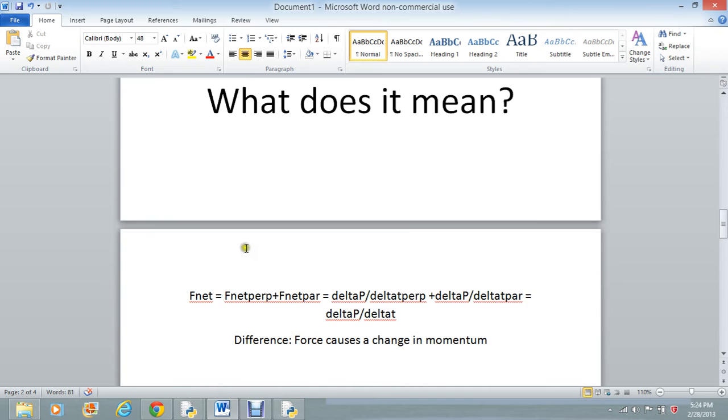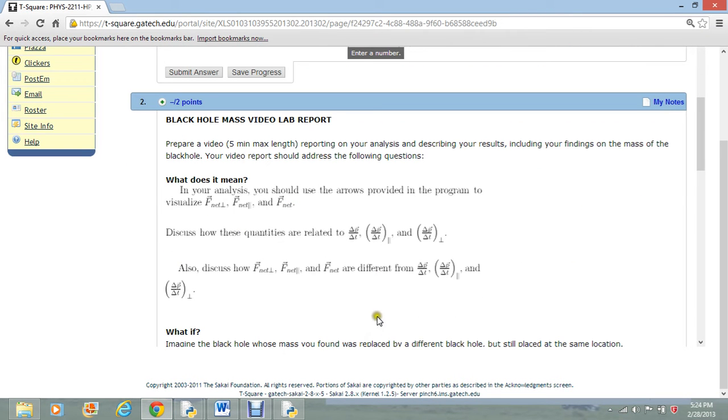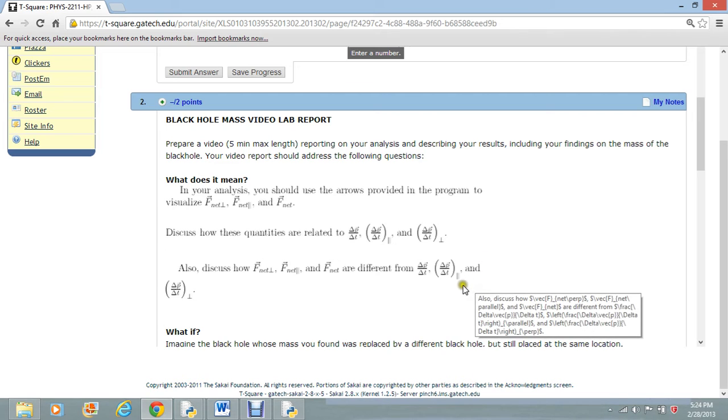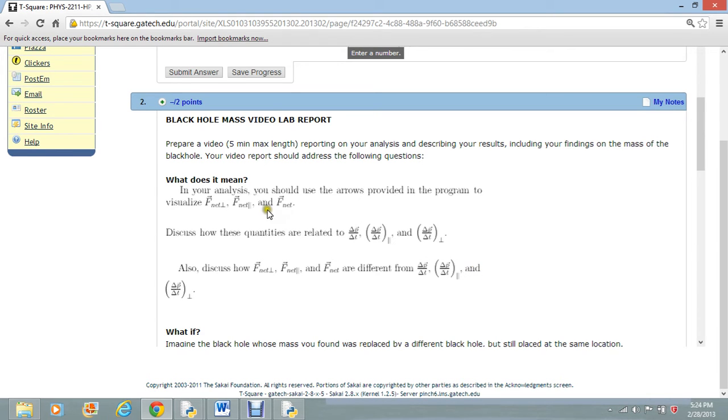So that'll take us to the what does it mean question. The question was, in your analysis you should use the arrows provided in the program to visualize FNet perpendicular, FNet parallel, and FNet. Discuss how these quantities are related to change in momentum over change in time, change in momentum over change in time parallel, and change in momentum over change in time perpendicular. And then discuss how they're different.